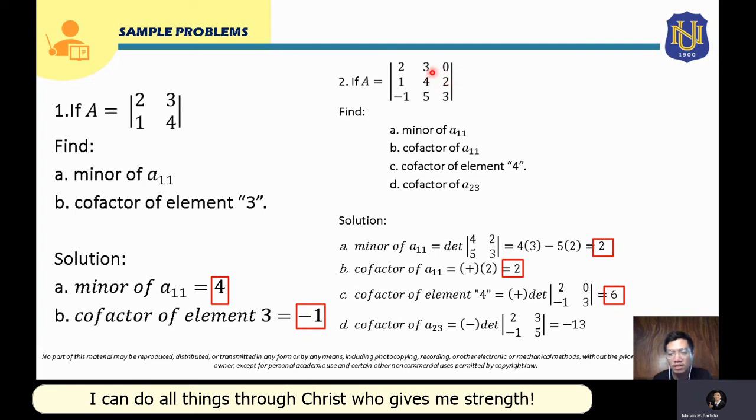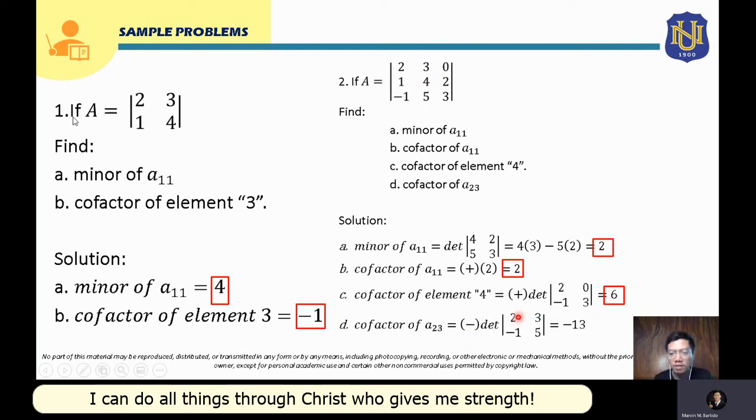So we have to solve first for its minor. For its minor, we just have to delete the row and column and then solve for the determinant of 2, 3, negative 1, and 5. Then multiply this minor by the sign convention of this element. The sign convention is positive, negative, positive, and going downward it should alternate, so it should be negative. So it will just be multiplied by negative.